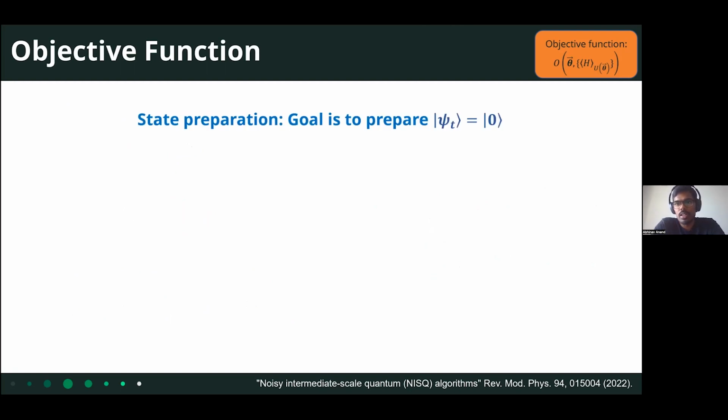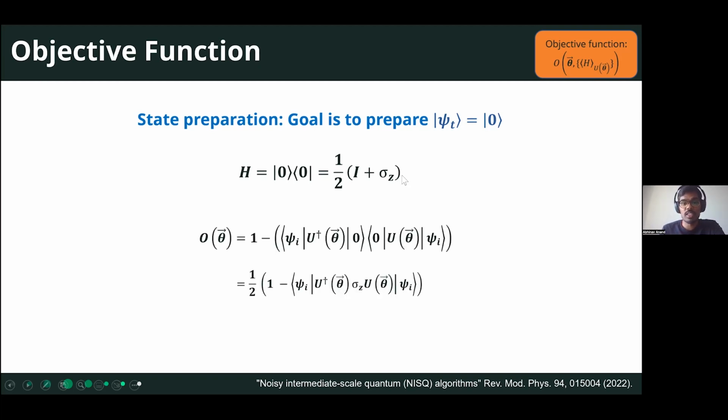So let's say we wanted to have an algorithm that prepared a single state in the state zero, right? A simple way to write the Hamiltonian here would be just a projector onto the state zero, which can be expressed in terms of these Pauli terms. And then one can basically use this Hamiltonian to write the objective function. The objective function is nothing but calculating the fidelity of the guess state with the zero state here. And so that is what becomes your objective function.